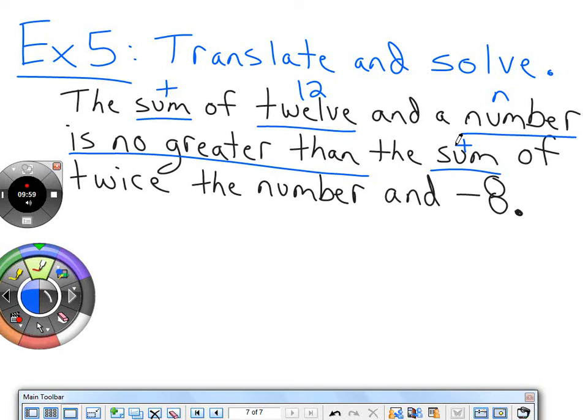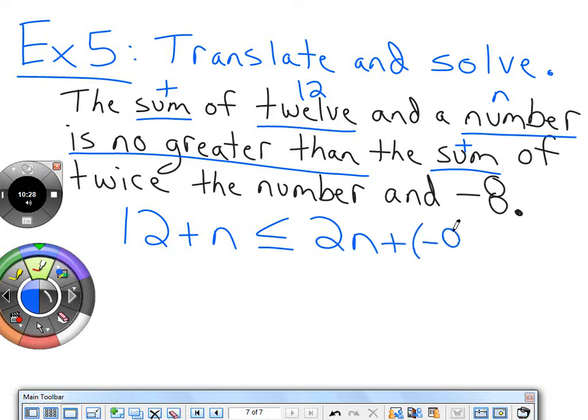So let's go ahead and go to it. So the sum of 12 and a number. So 12 plus a number. Now, is no greater than, excuse me, is less than or equal to. If I give you no greater than $5, you should expect $5 or less than that. So it's less than or equal to. The sum of twice a number, so there's twice a number, and negative 8. So the sum of twice a number, negative 8. I don't like that whole plus and negative thing, but I'll just set it up this way just because it was a sum. All right.